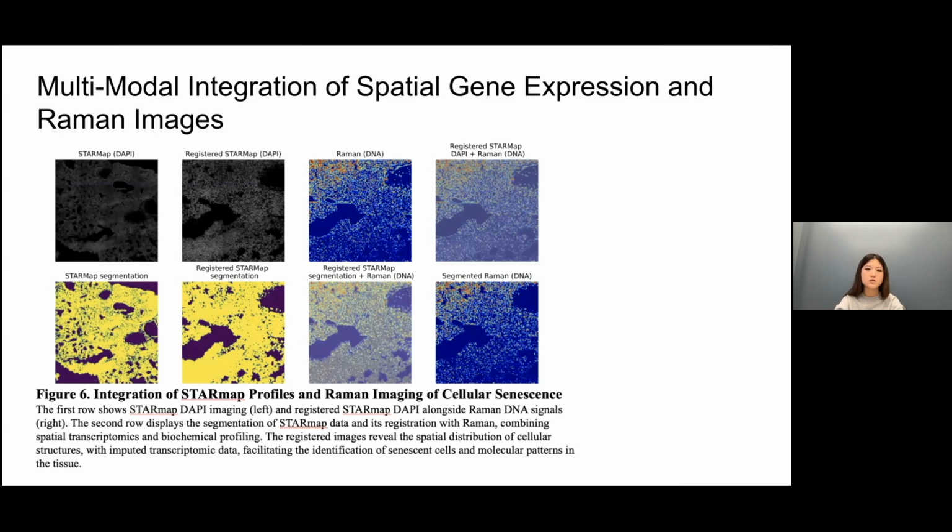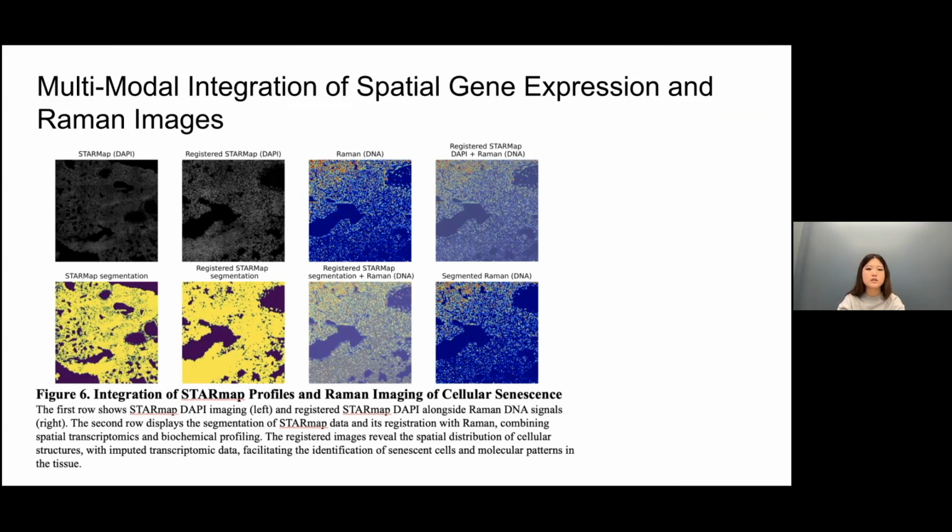The next image shows registered STARmap DAPI, which aligns the DAPI signal from STARmap with the RNA, DNA data. And the Raman DNA image displays the biochemical information specific to DNA, captured using Raman imaging without the need for fluorescent labeling. And you can also see the registered STARmap DAPI and Raman DNA image, which combines the gene expression and biochemical data, showing how the two data sets overlap.